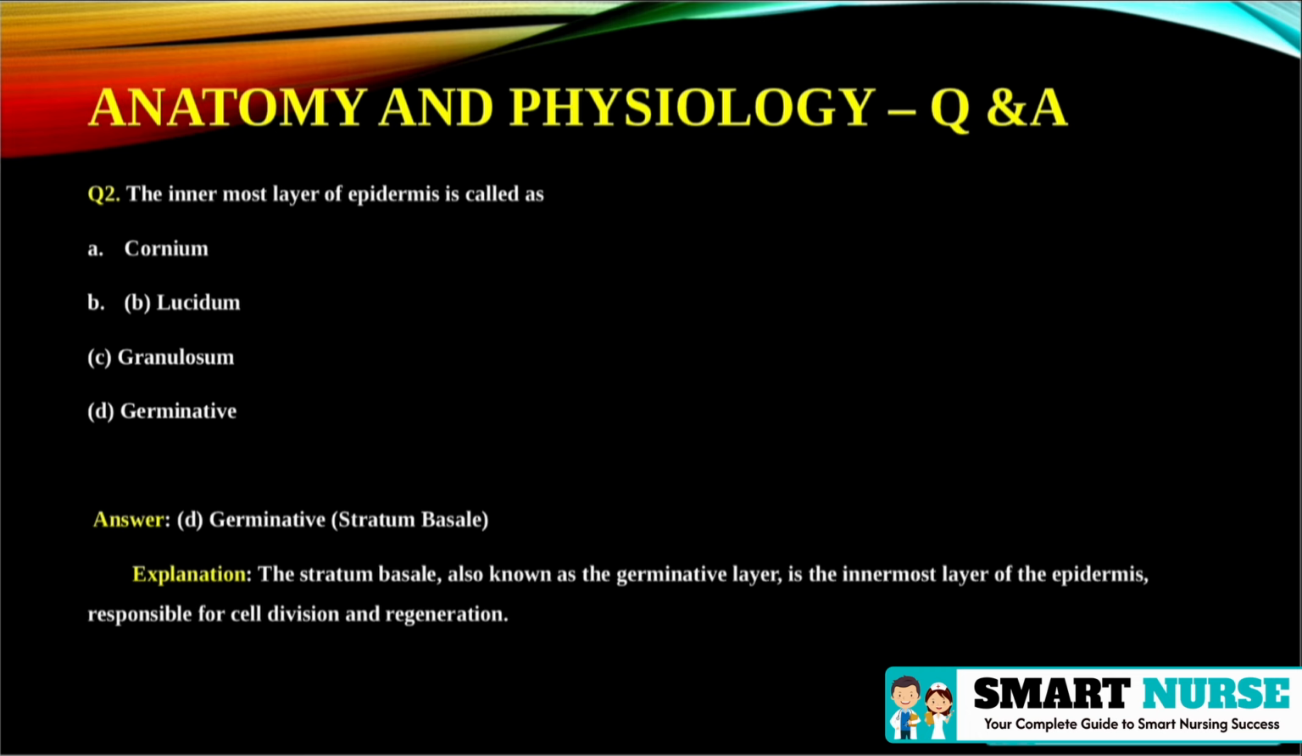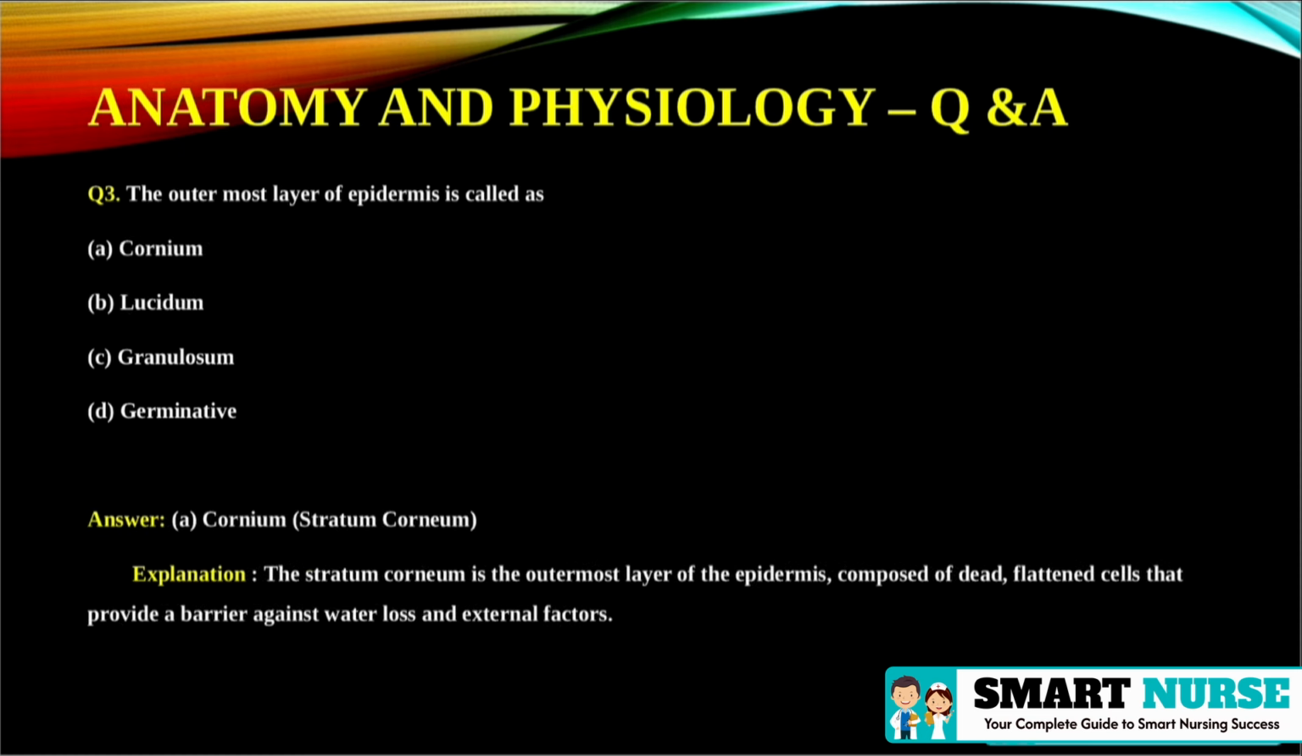The stratum basale, also known as germinative layer, is the innermost layer of the epidermis, responsible for all cell division and regeneration. The third question. The outermost layer of epidermis is called as. Option A corneum, option B lucidum, option C granulosum, option D germinative.